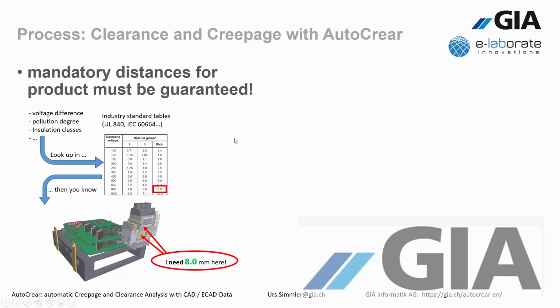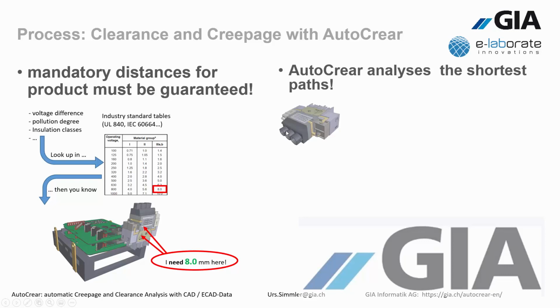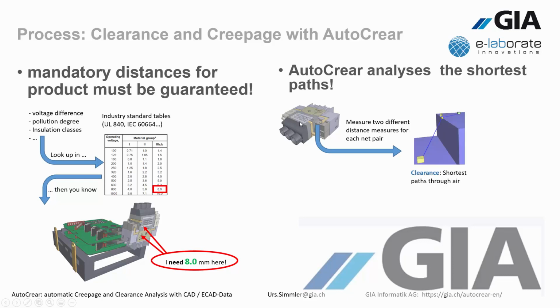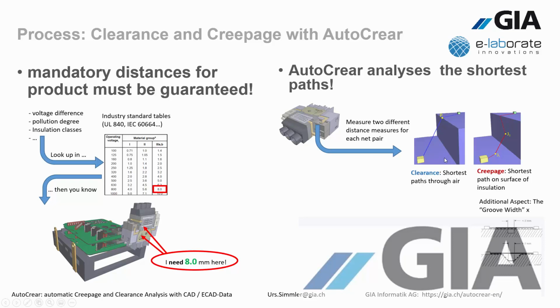Until now you could do that by hand, measuring in the CAD environment, but that's quite dangerous because you will not find all the shortest distances. Therefore, AutoCrear automatically calculates the clearance distance, the shortest path through the air, and the creepage distance, the shortest path along the surfaces of the insulators.